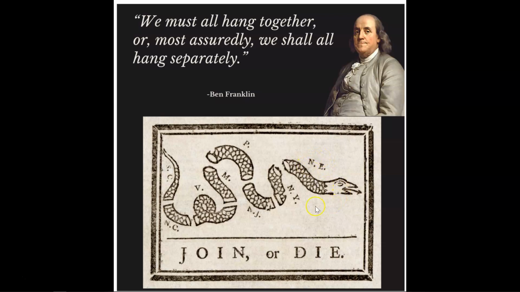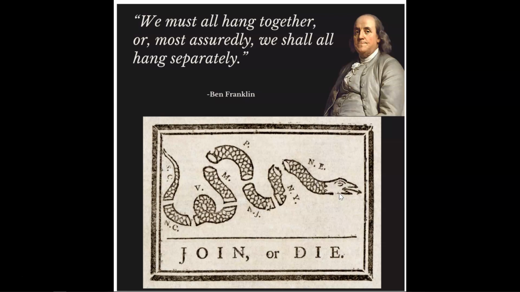So we've got the New England colonies, we've got New York, New Jersey, Pennsylvania, Maryland, Virginia, North Carolina, and South Carolina. Notice we don't have Georgia in here. It's not exact. So we've got these colonies, and even the fact that we've got New England. Dr. Franklin is trying to show the importance of unity, right? And so, Join or Die.